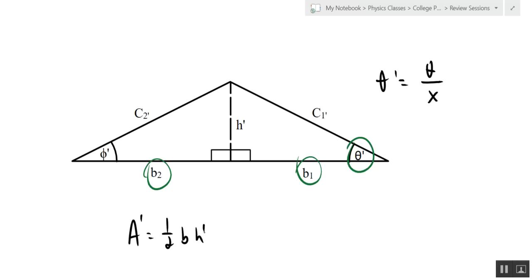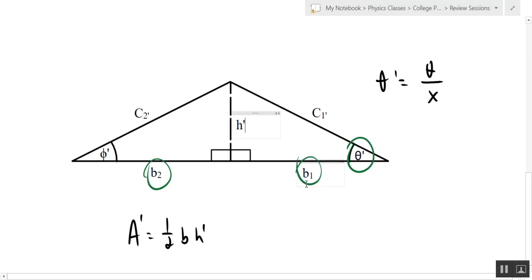So if you look at it, for the second triangle, what triangle do you know more things about? The triangle on the right or the triangle on the left? The right. So let's look at the triangle on the right. In the triangle on the right, all we're trying to do is find h prime somehow. It doesn't matter how. We know theta prime and we know b1. In relation to theta prime, the new theta, what is b1? Adjacent. What is h prime? Opposite.